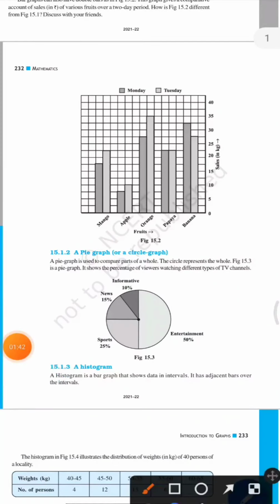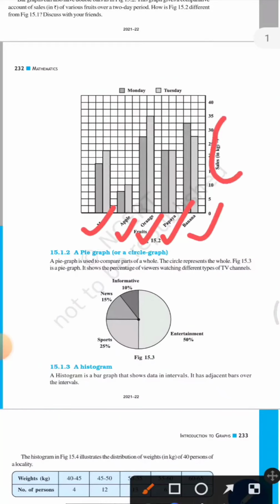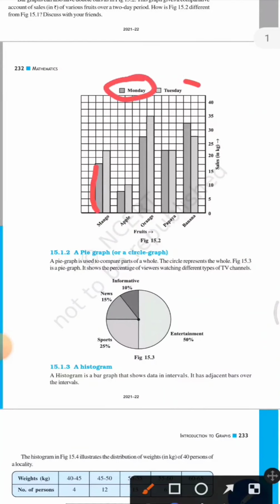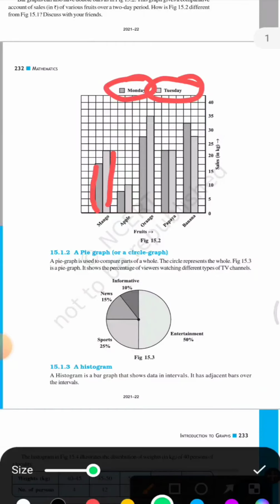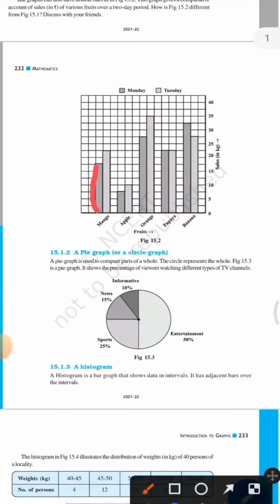You can see here you have data of mango, apple, orange, papaya and banana. And sales in kg, so how much is being sold in kg? The first data is for Monday, day wise data, Monday and the second one is Tuesday. So for Monday there is the darkened rectangle, and for Tuesday there is the light rectangle. Okay, so you can check both the data.